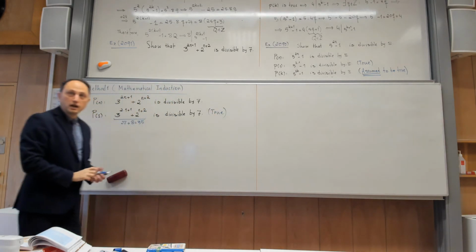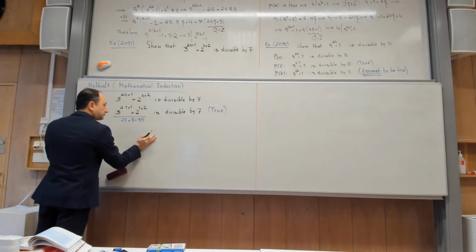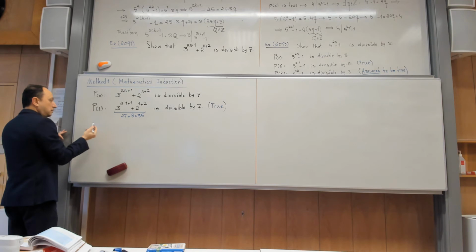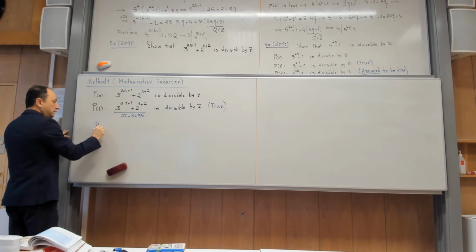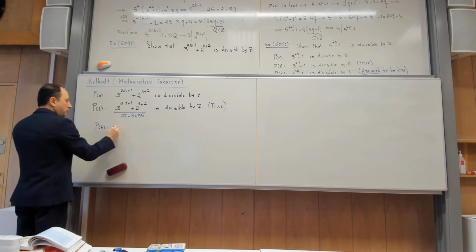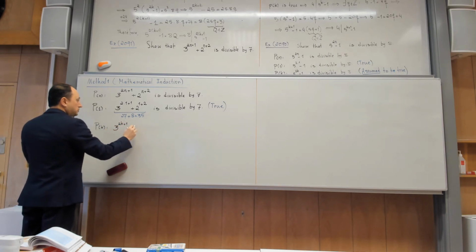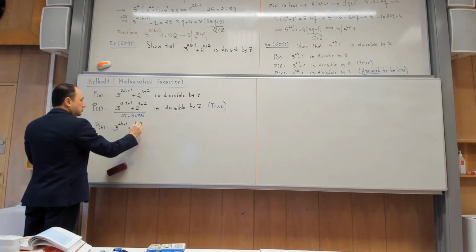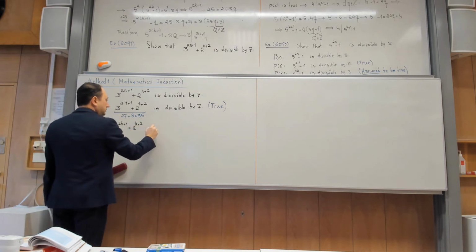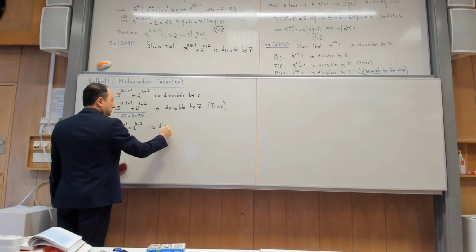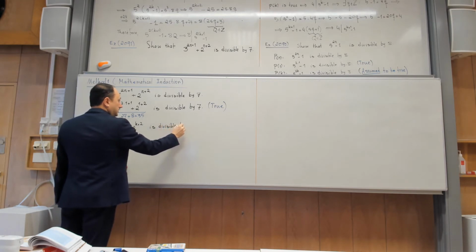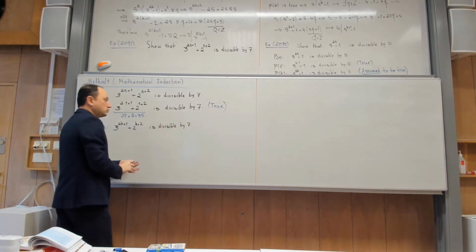Yes? And now for an arbitrary natural number k, I assume that P of k is true. So 3 to the power of 2k plus 1 plus 2 to the power of k plus 2 is divisible by 7, assumed to be true.